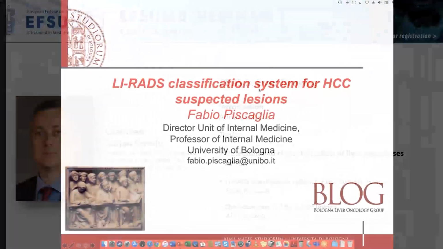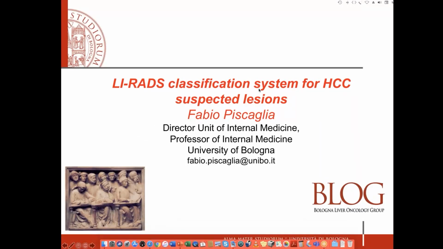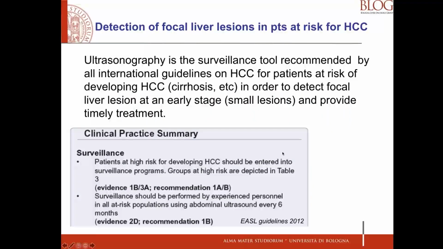Hello, everybody. I know these are tough times, but we have to look ahead, to look into the future, and we really are eager to continue for those who are using or go back to our standard diagnostic systems. So today I will talk about the LI-RADS classification system for HCC suspected lesions. So let's start from the HCC suspected lesions.